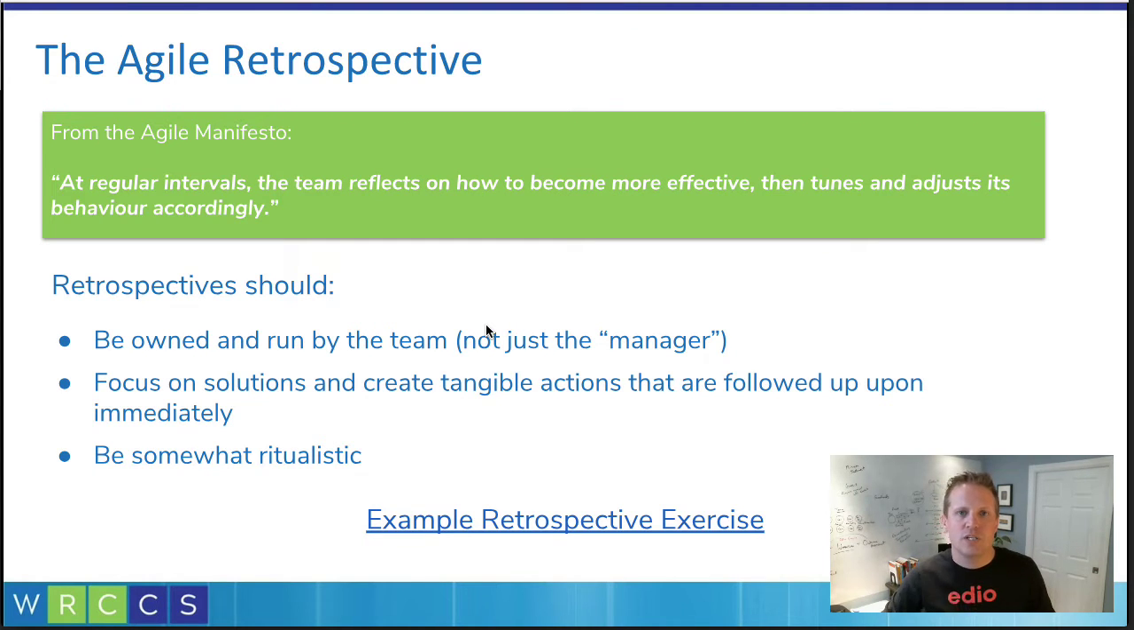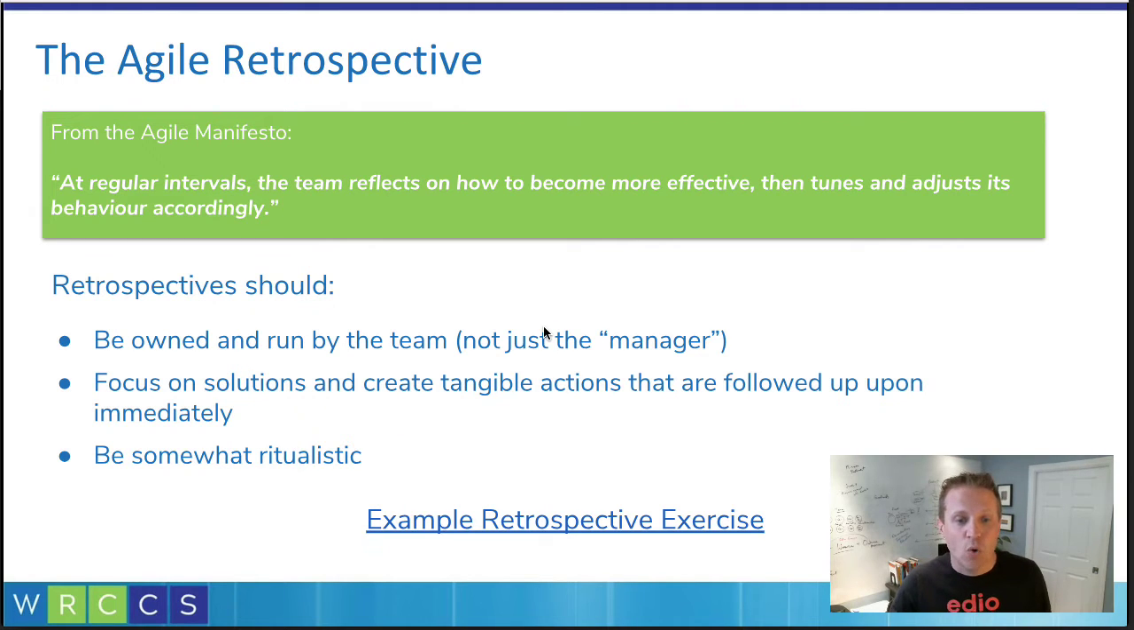So in order to do this in the agile world, they talk about the retrospective. And basically, if we go back to that agile manifesto I was talking about, this is one of their principles: that at regular intervals, the team reflects on how to become more effective and then tunes and adjusts its behavior accordingly. And so the specific way to do this is they call it the retrospective.